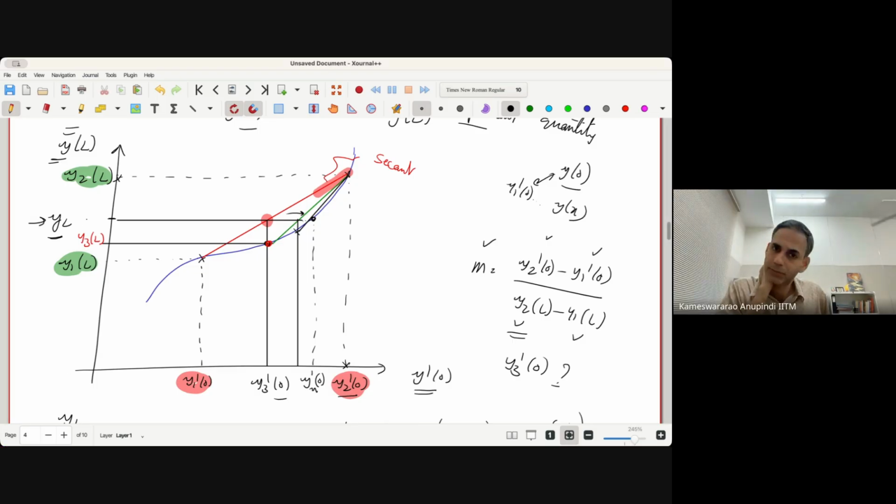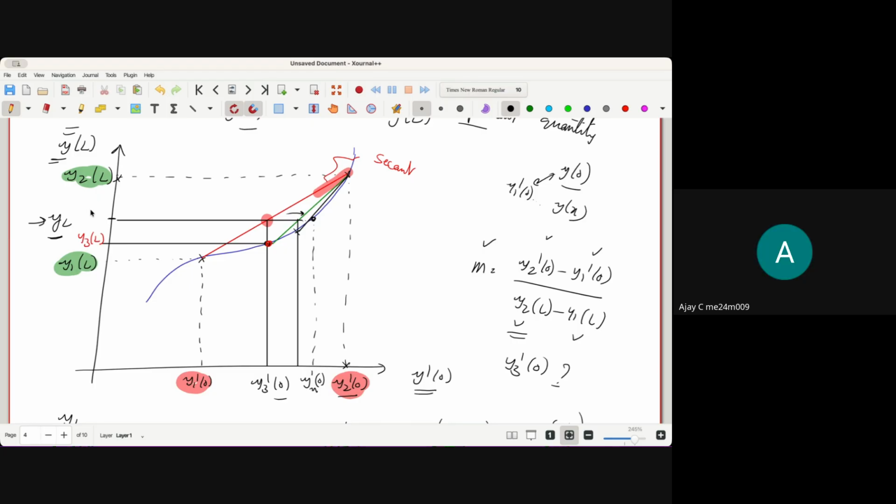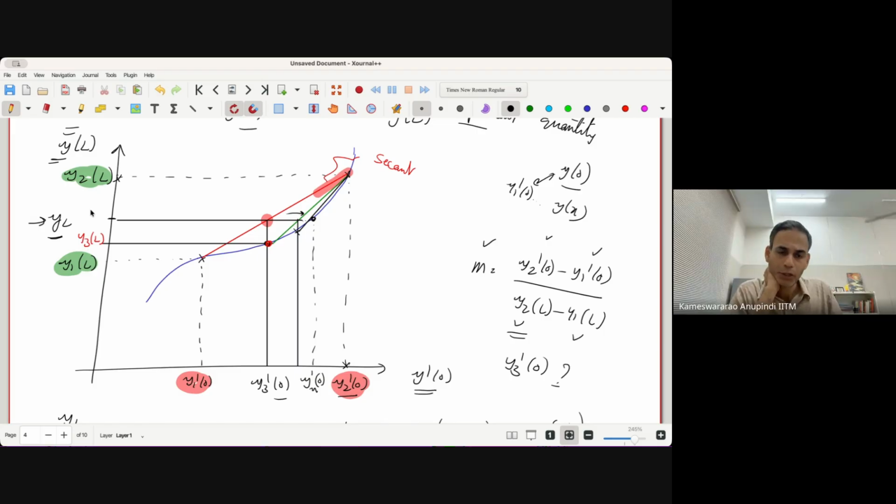Need not be. Just like think of the root finding method, the secant method. It can be on other sides also. Eventually it will come back here. Just like the root finding. You're doing root finding here. What is the root you're talking about? Your root is where this blue line is cutting this y of L. That is your root. That is what you want to calculate.